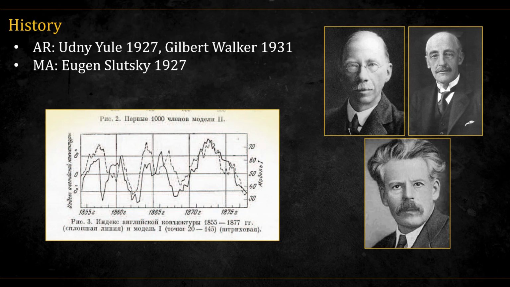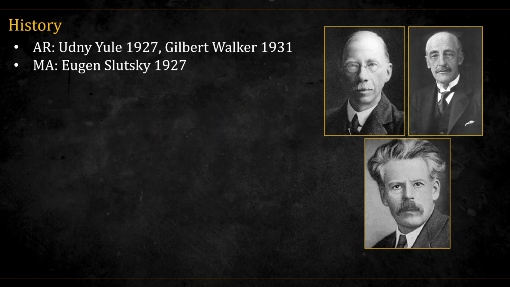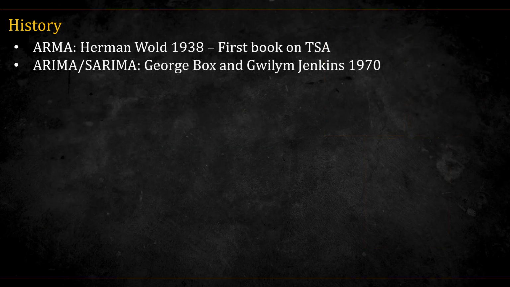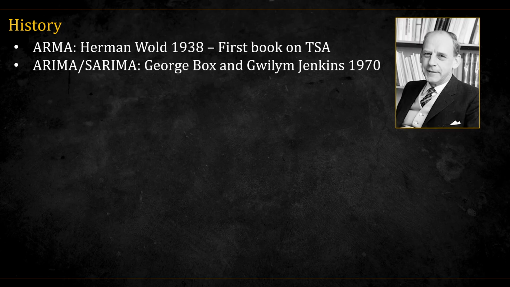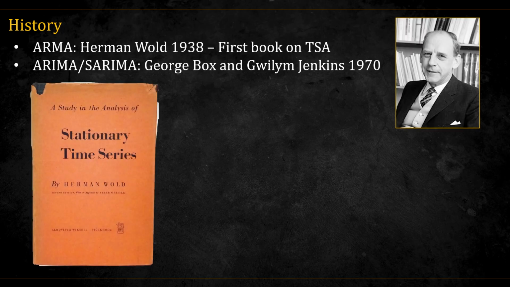In this graph from his paper, you can see both the real data of English business cycle and data generated from a model of summing 10 random numbers together. This gave birth to the moving average processes. In 1938, the first comprehensive book on time series analysis was published by the Swedish statistician Hermann Wold. Wold combined autoregression and moving averages into a single process called ARMA.